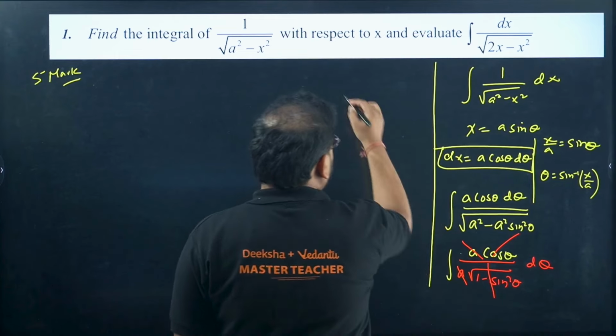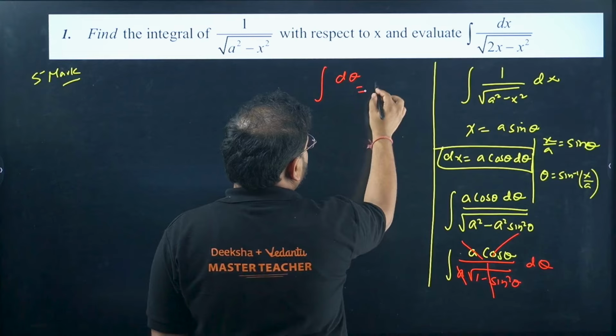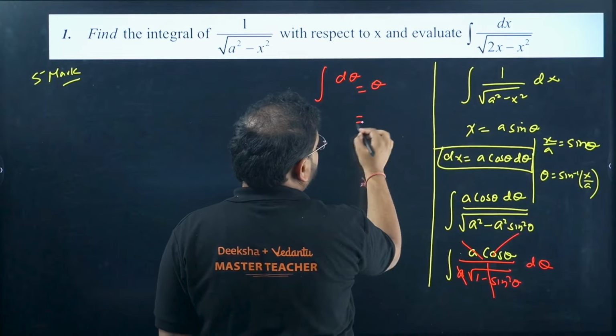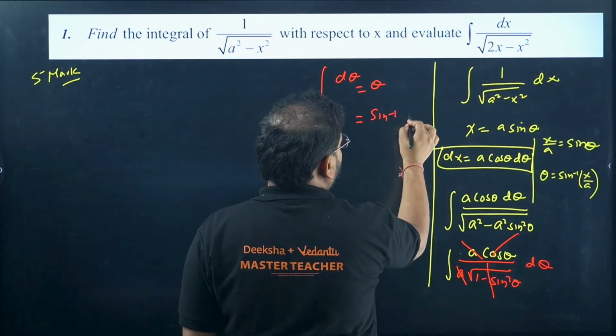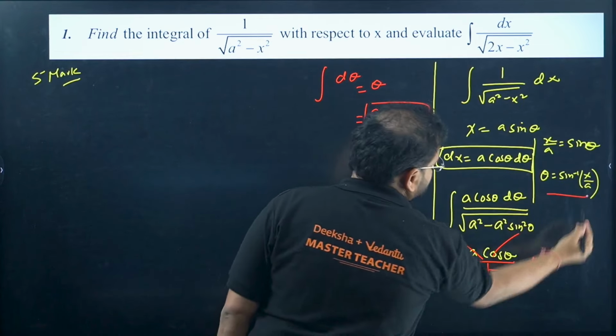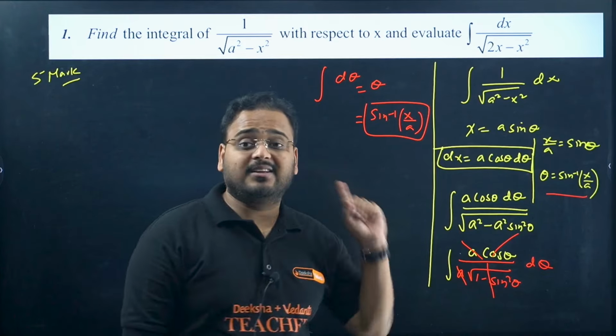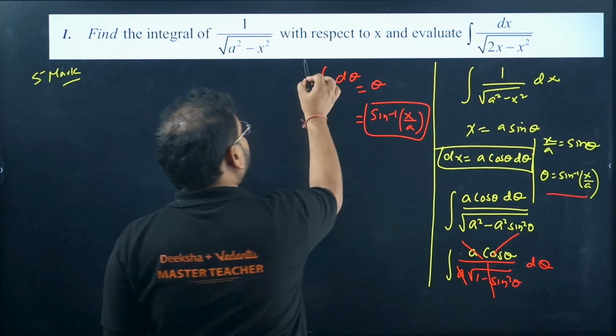My integration is what? My integration is root of d theta. How much is that going to be? Theta. And what is the answer going to be? Simply sine inverse of x by a. How come, sir? We solved it over here. Please check. We kept the value of theta already ready for us to use. Sine inverse of x by a is my final answer for the first part. Just for the first part.